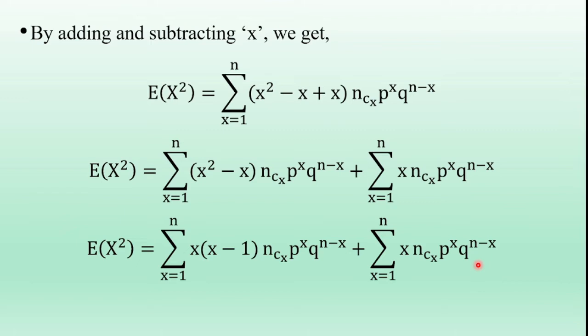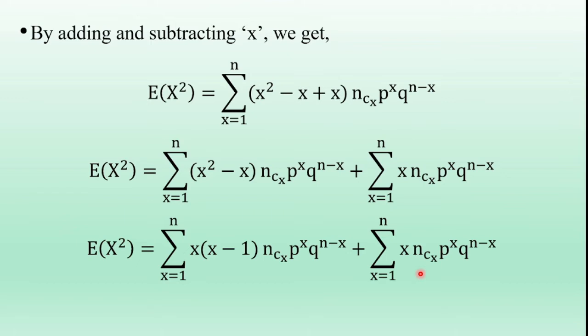Now here on the RHS side, this is the second term. The second term is the mean value of the binomial random variable. The mean value of the binomial random variable was already explained in my previous video. That mean value of the random variable is n into p.